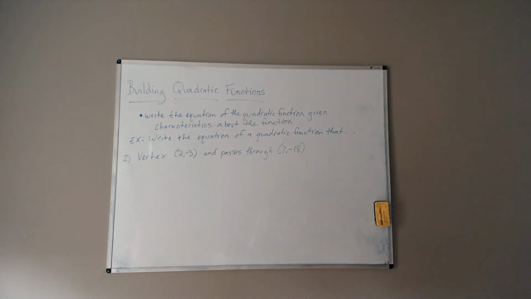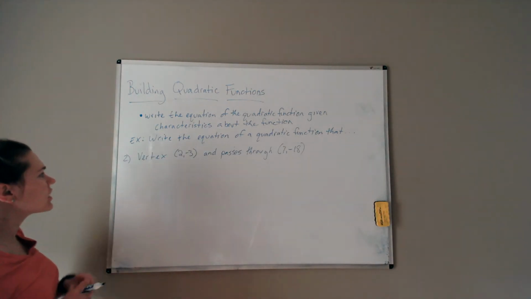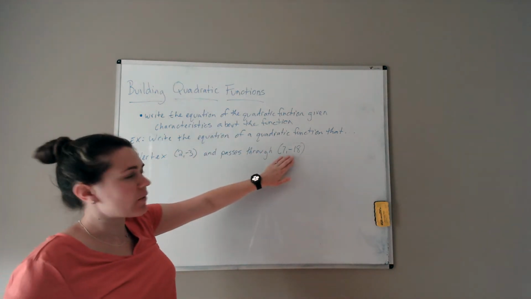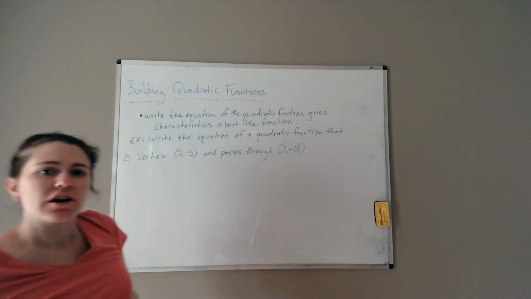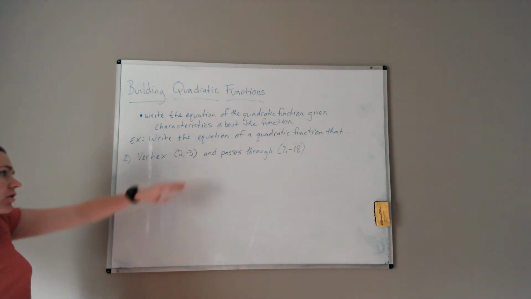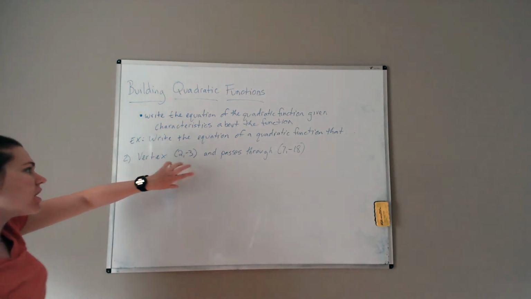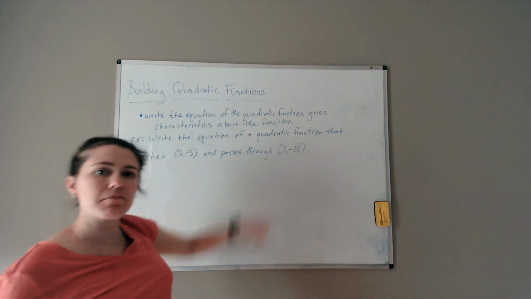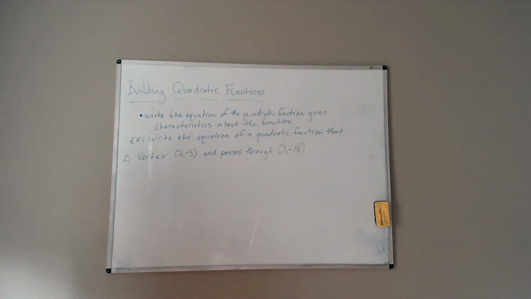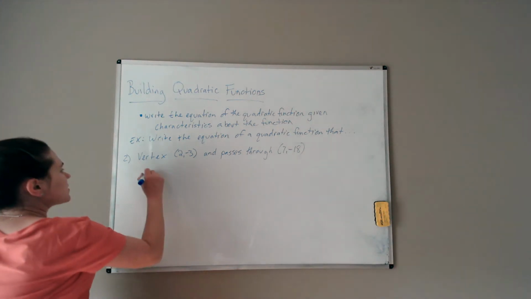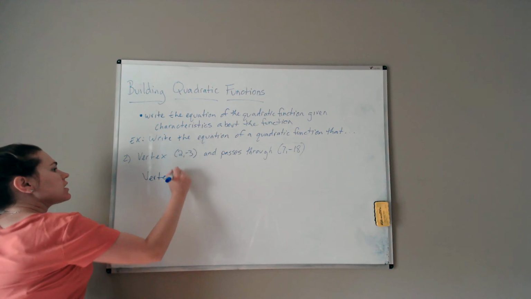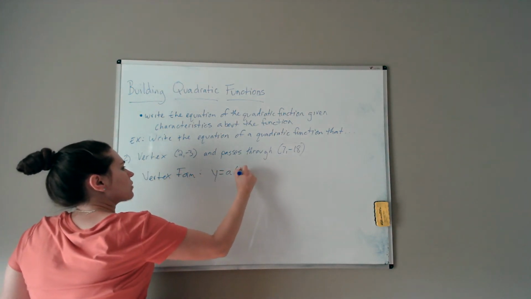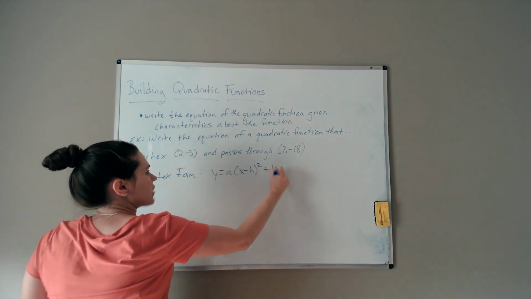Here's problem number 2. We're going to write the equation of a quadratic function that has a vertex of (2, -3) and passes through the point (7, -18). Now, there are an infinite number of quadratic functions that have this same vertex, but there's only one unique quadratic function that has this vertex and passes through this point. Since I have the vertex, what's standing out in my head right now is vertex form might be the way we need to build this quadratic function.